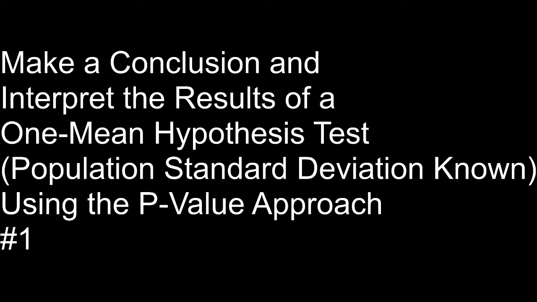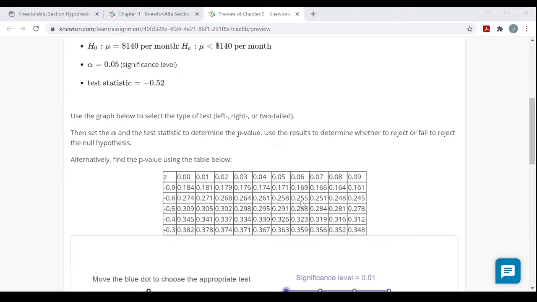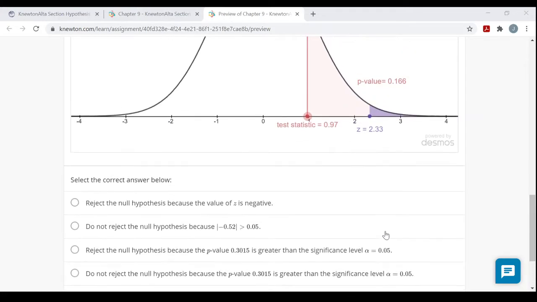All right, and this is number 1, so it's the first video on a question related to this objective that I'm seeing in your Newton Alta homework. So let's take a look. All right, so again, if you want to see more about this, please click on more instruction. Look at their videos, their notes, their examples, and hopefully that helps you.